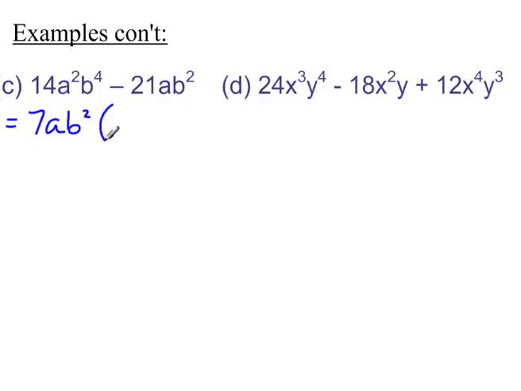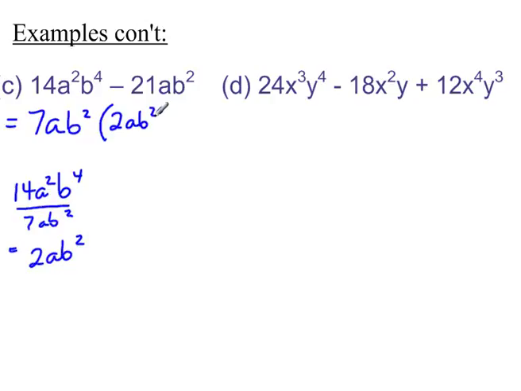Now we need to divide. And if it's too complicated to do it in your head, just show it. So what's 14a squared b to the 4 divided by 7ab squared? You'd be left with 2ab squared. Because remember, when you divide, you're using the division rule and you subtract exponents. So this would be 2ab squared.